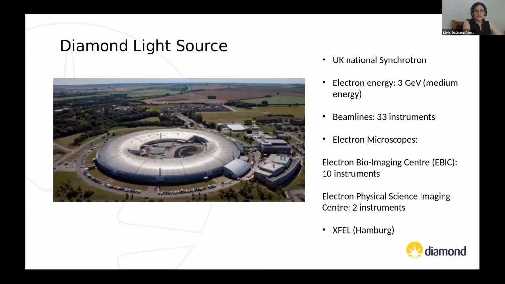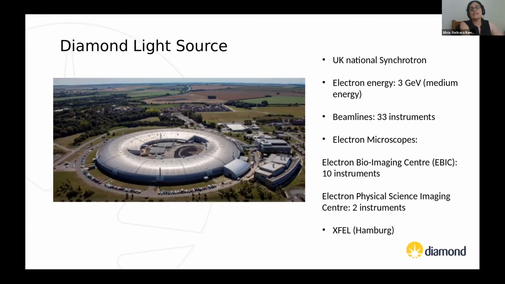So first of all, just a small presentation of Diamond Light Source. Diamond Light Source is a UK national synchrotron. It has a medium electron energy, 3 giga-electron volts. Concerning the number of beamlines, we have officially 33 instruments, but some beamlines might have several end stations. In terms of end stations, that would be probably 43, plus some laboratories like LabXChem, for example.